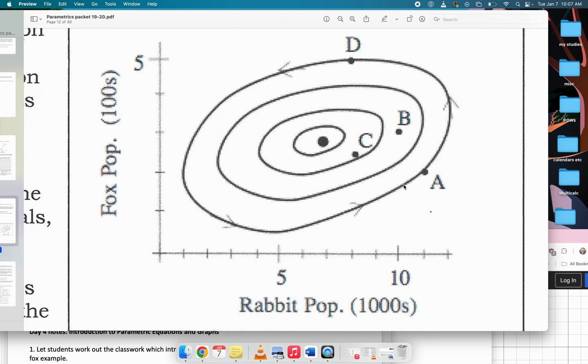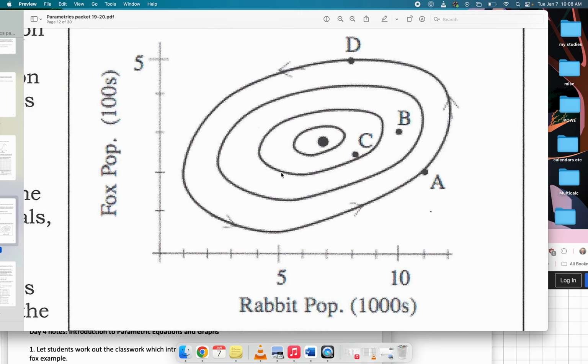Both the rabbit and the fox population are changing over time. It's like a predator and prey thing, right? Foxes hunt the rabbits. So as the fox population increases, the rabbit population goes down, but then there's not enough food. So the fox population comes down and the rabbit population goes back up, and you get this cyclical, periodic behavior here. But there are different kinds of cycles. This is a cycle where both populations are changing a lot in each cycle.